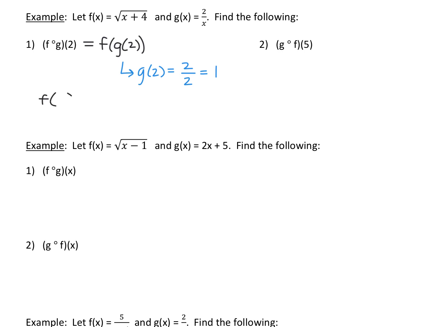So f of 1 now, because you're doing f of g of 2. You know what g of 2 is. Now use it to plug back in. You're plugging into the square root equation up there. So it's square root of x plus 4. It's square root of 1 plus 4. Which is just what? Square root of 5. Yeah, square root of 5. Okay?